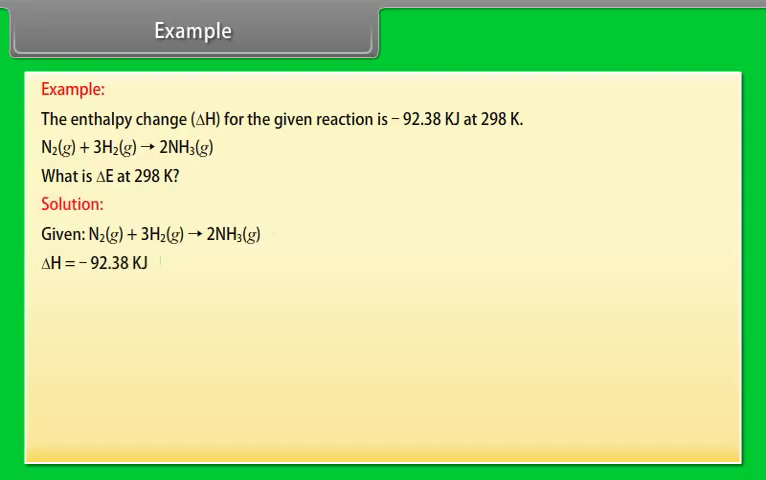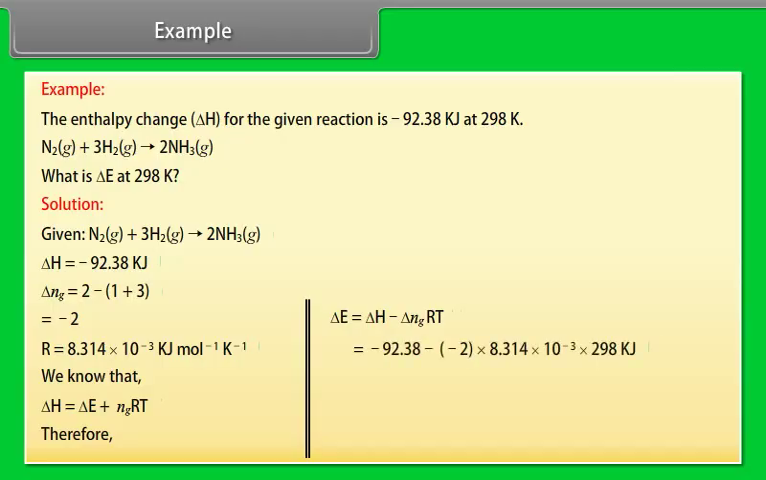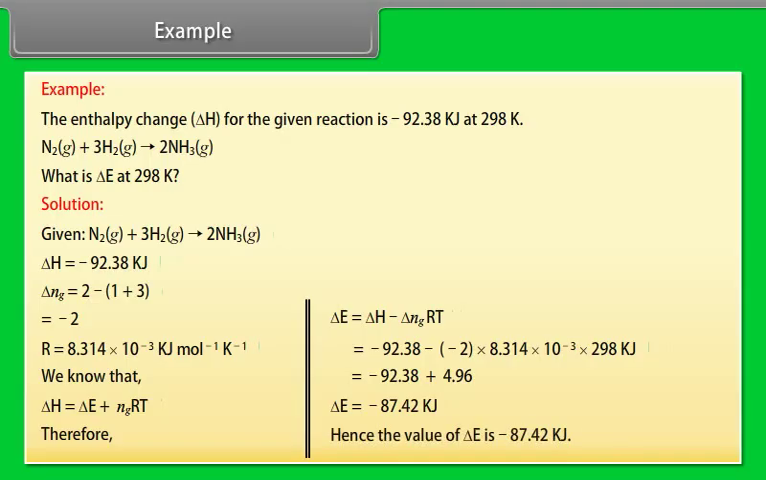Here the given values are delta H equals minus 92.38 kilojoule. Delta Ng is equal to 2 minus 1 plus 3 equals minus 2. R equals 8.314 into 10 raised to the power minus 3 kilojoule per mole per Kelvin. We know that delta H is equal to delta E plus delta Ng RT. Therefore, delta E equals delta H minus delta Ng RT. Now we put the values in the equation and calculate. We get the result delta E equals minus 87.42 kilojoule. Hence, the value of delta E is minus 87.42 kilojoule.